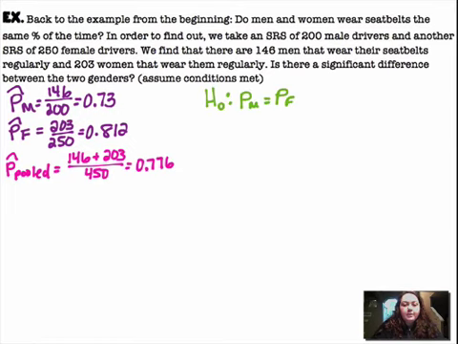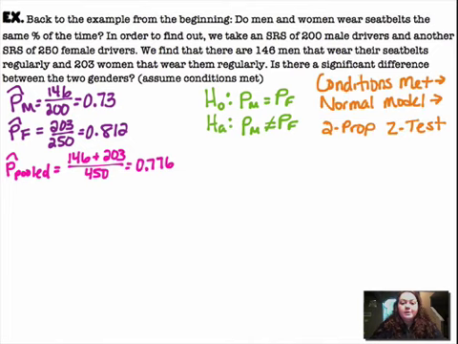Alright, my null hypothesis is that the proportion of males is equal to the proportion of females. My alternative hypothesis is that the proportion of males is not equal to the proportion of females. They didn't say, is there significant evidence that women wear them more regularly or that men wear them more regularly, to help us to determine if it should be a less than or a greater than. So we're going to do a not equal to. We're going to say the conditions are met. We're using a normal model and we're doing a 2 proportion z test.